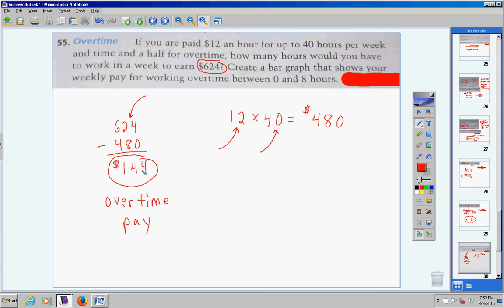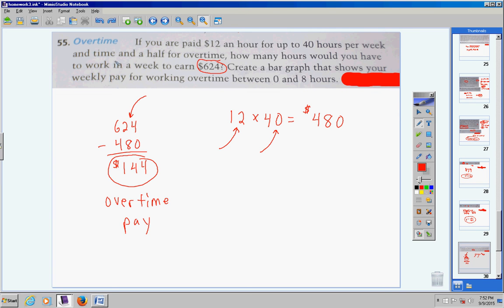Now, your normal pay is 12 bucks an hour, but you get time and a half. That means they take your pay here, cut it in half, which is 6, and add it back into that, which is 18 bucks an hour. That's called time and a half. Some places give you double time for overtime. If you were given double time, that means you take 12 times 2. You get 24 bucks an hour for anything worked over 40 hours.